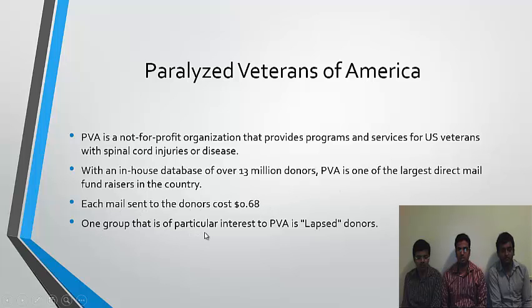One particular group of people we are trying to send these mails to are lapsed donors, who have not donated in the last 12 months, so the last 12 to 24 months. We are trying to send a mail to them and remind them of PVA so that they will repeat the donations.